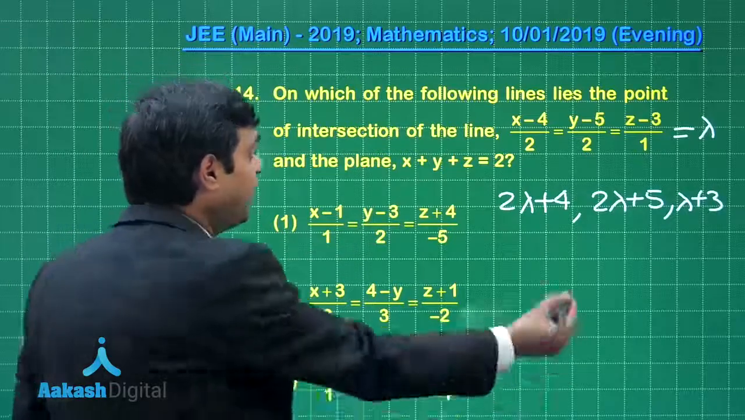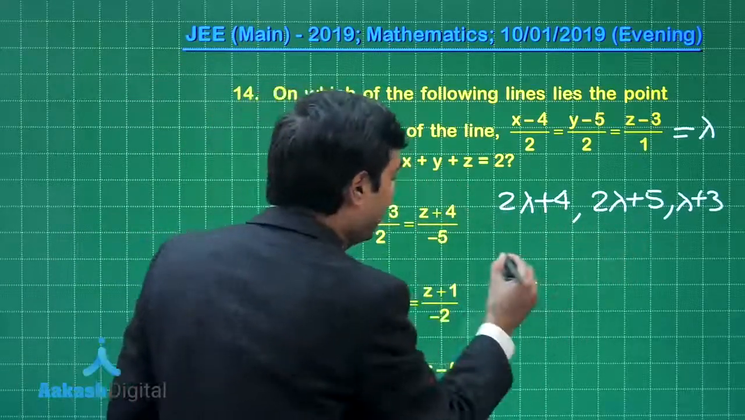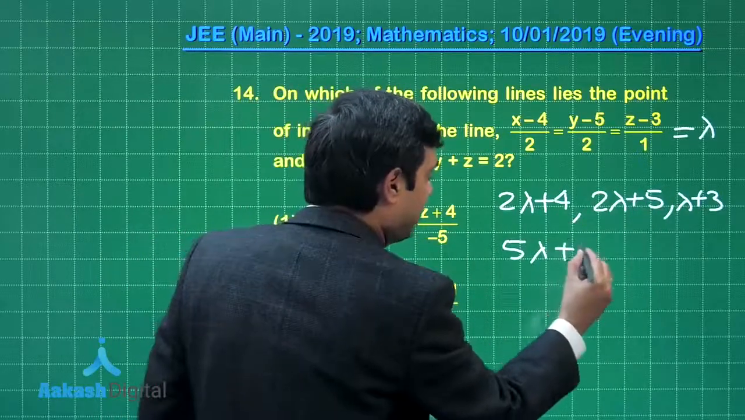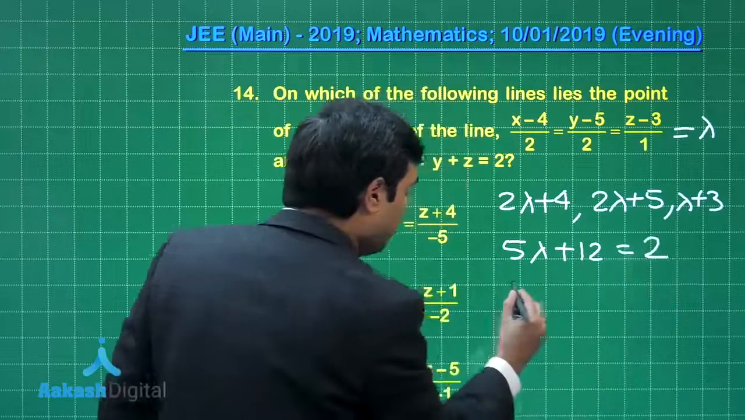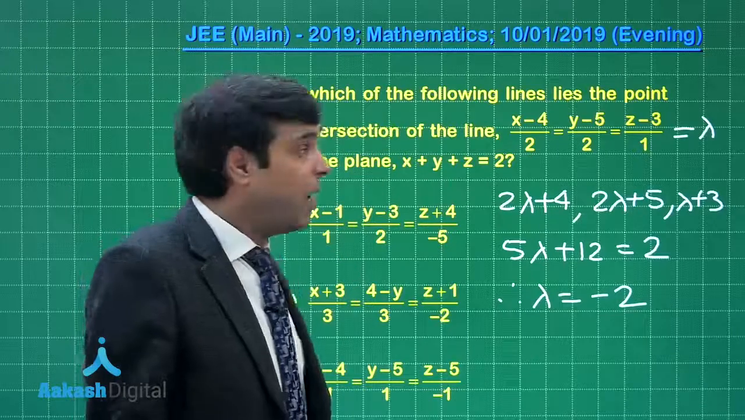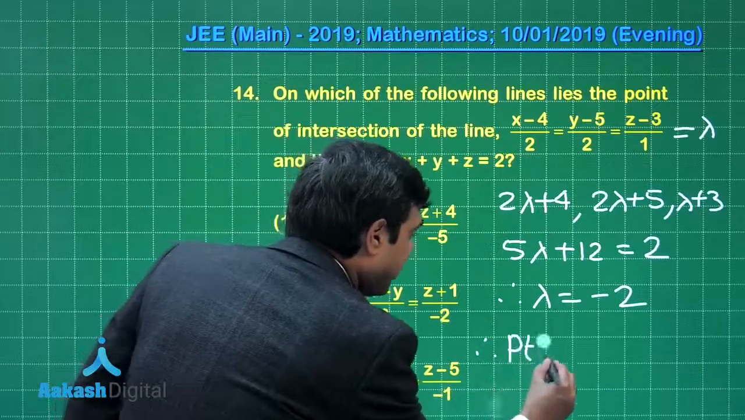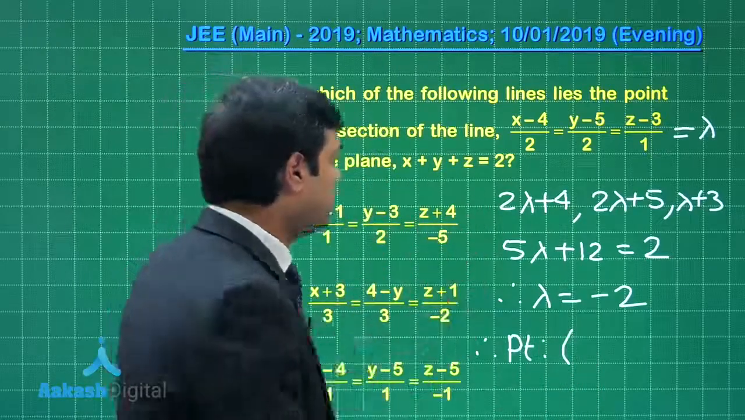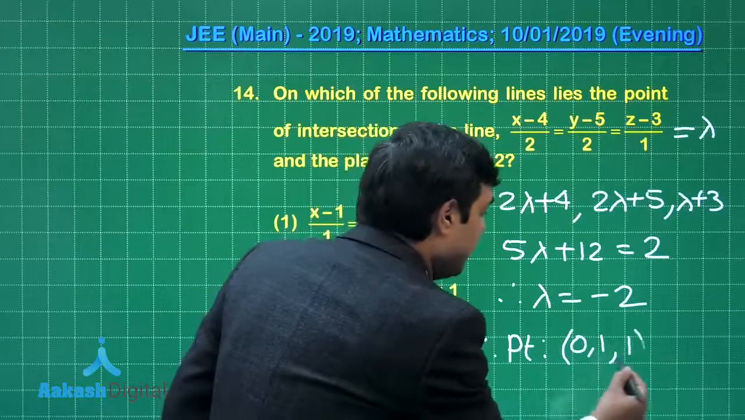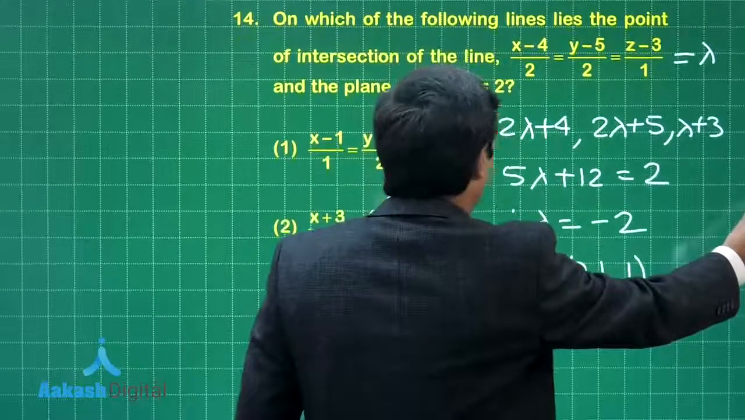Substitute this point over here. So you have 2 plus 2 plus 1, that is 5 lambda, and 4 plus 5 plus 3, that is 12, is equal to 2, so lambda is minus 2. Once you get lambda, you can put it back to get the point. Therefore, on substituting minus 2 here, it becomes 0, then 1 and then 1. 0, 1, 1 is the point required. Now let us see all 4 options.